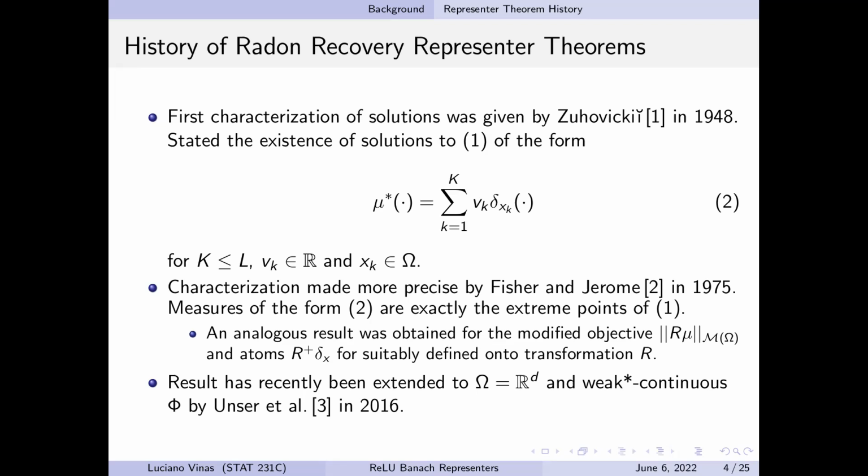Then lastly, a result by Unser et al. extended this to the unbounded case of the domain, as well as using weak-star continuous linear functionals instead of just continuous linear functionals. This is just something they did. We're not going to go over any weak-star continuity definitions or anything like that, but this is just a result from Unser et al. So this is the history as far as representer problems go for this total variation.